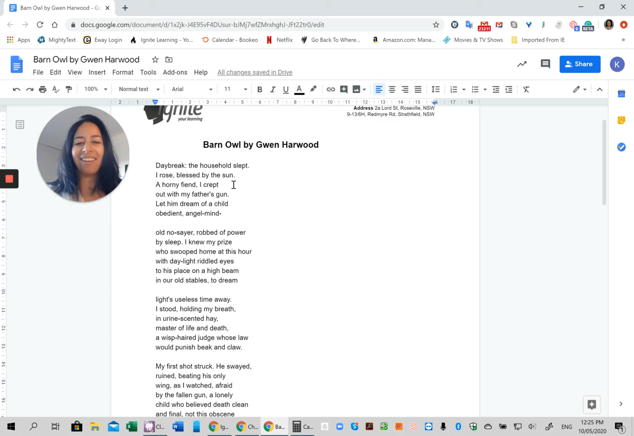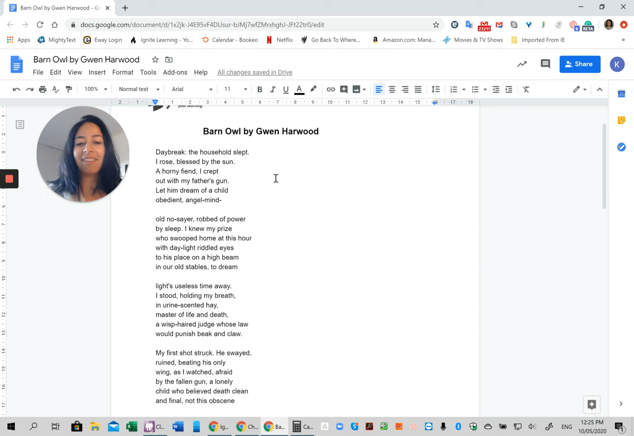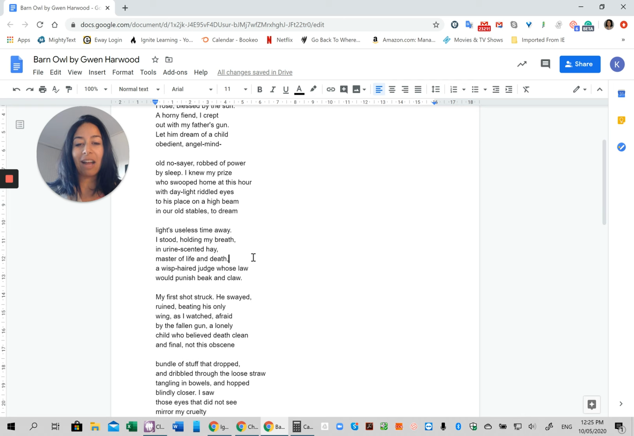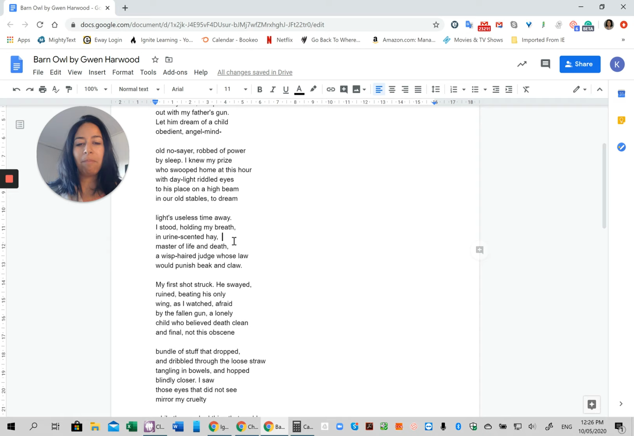It says, "I crept out with my father's gun, let him dream of an obedient angel mind, old no-sayer robbed of power by sleep." So she's the obedient angel mind that he's going to be dreaming about, the dad who has no power and can't say anything because he's sleeping. And what she's done here, she's going to find this owl. "So I knew my prize who swooped home at this hour with daylight riddled eyes to his place on a high beam in our old stables to dream." So the prize is the owl, and that's where she's been tracking him, and she's after him basically.